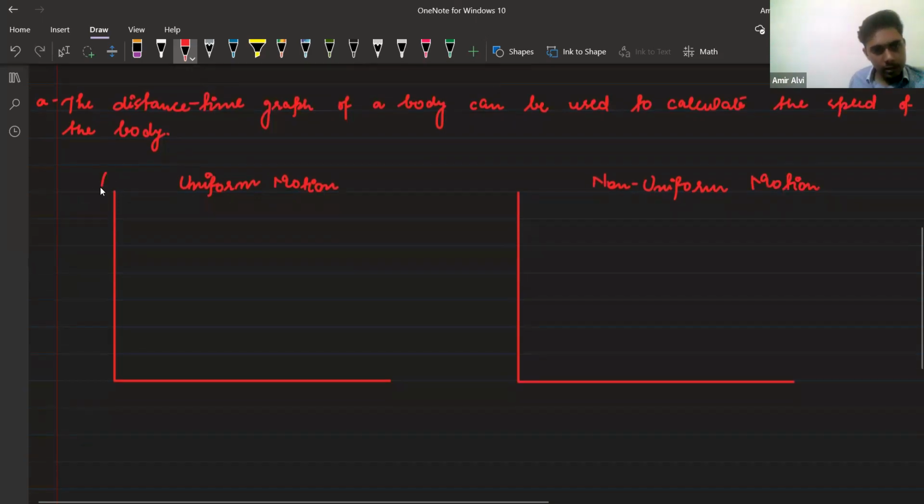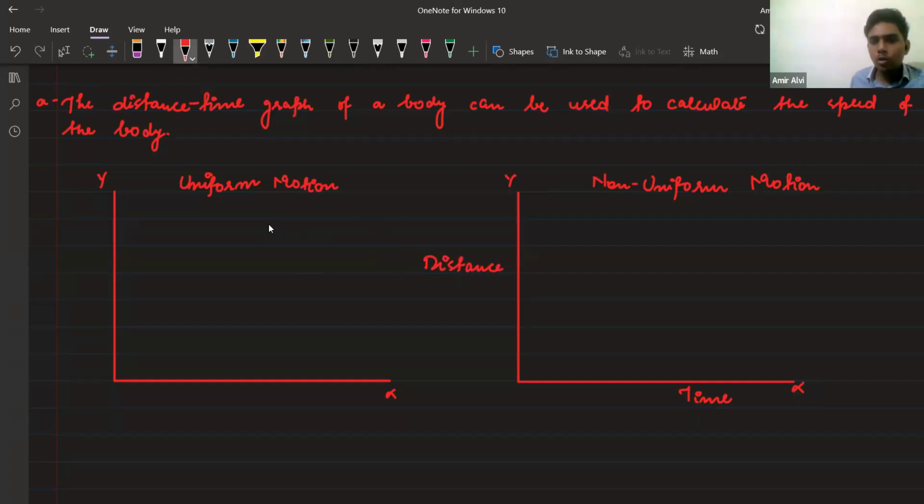So this is y-axis. This is x-axis. This is time. This is distance. So one more thing, sometimes it is also called a displacement time graph. So don't get confused. In that case, you will get a velocity. Displacement by time is velocity, so don't get confused by that.